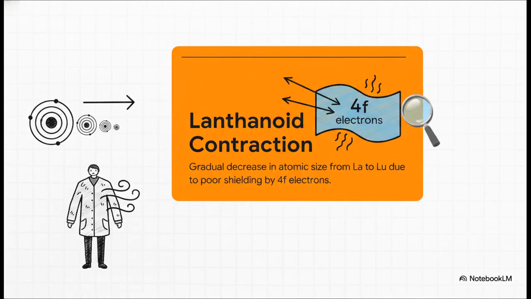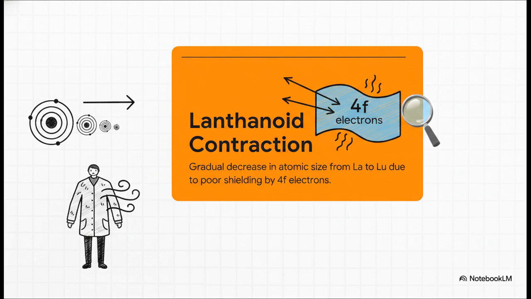Now, a massive concept for your exams is a phenomenon called lanthanoid contraction. As you move across the 4f series from lanthanum to lutetium, the atoms actually gradually shrink in size. But why? Well, it's because the 4f electrons are terrible at shielding the outer electrons from the nucleus.